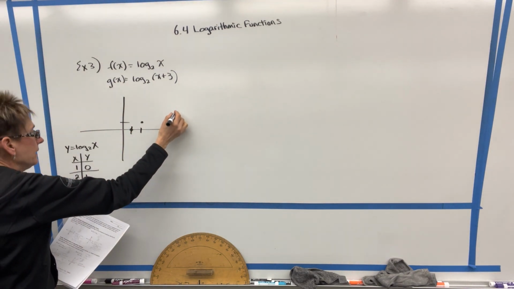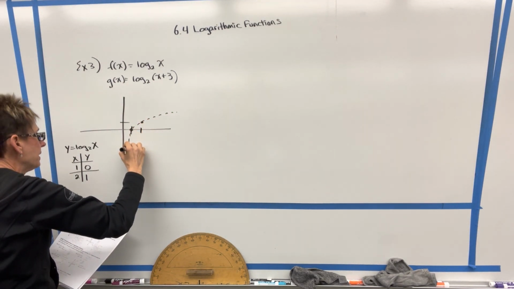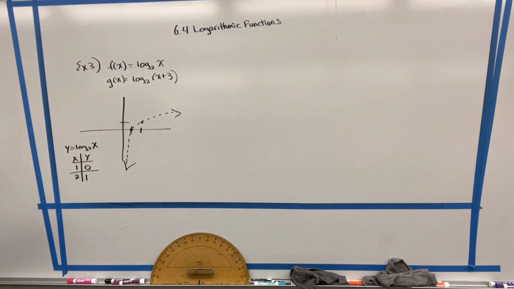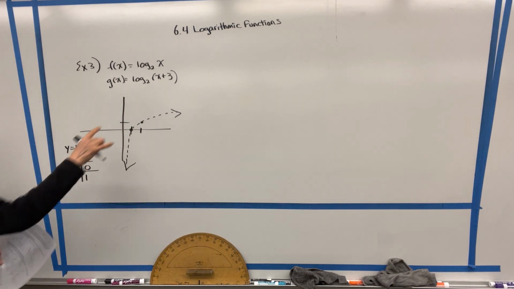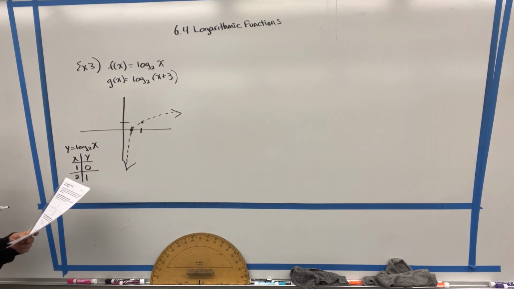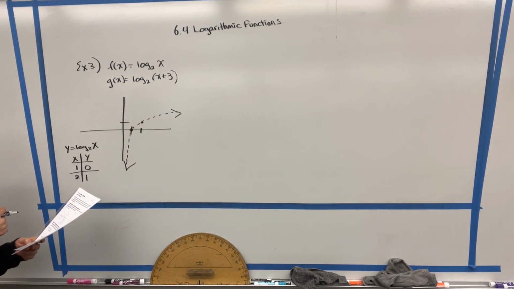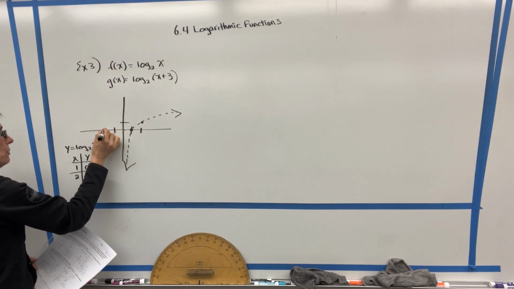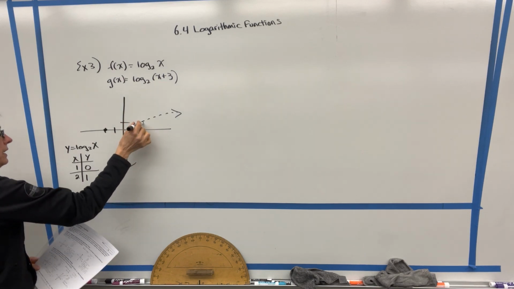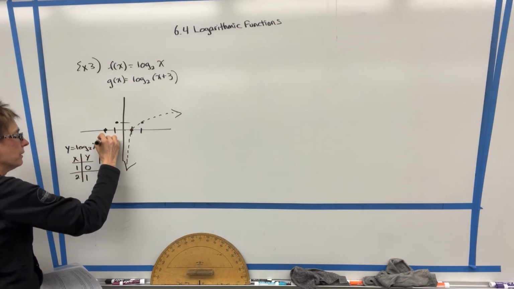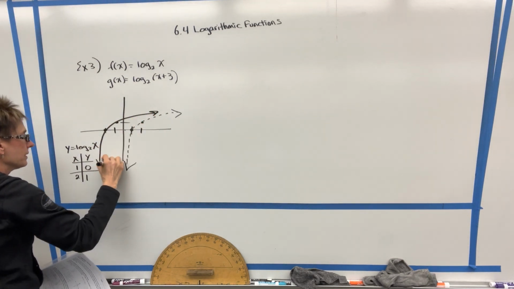I'm going to do this in a dotted line, however, because in this particular case, this is just our starting point. Now, if I want to graph y equals log base 2 of x plus 3, all I have to do is shift everything 3 to the left. So I'm just going to shift this point 1, 2, 3 spots to the left, and this one 1, 2, 3 spots to the left. And then my final graph will look like this.